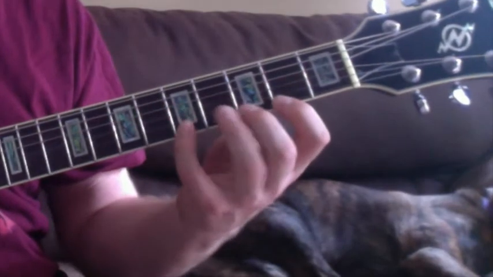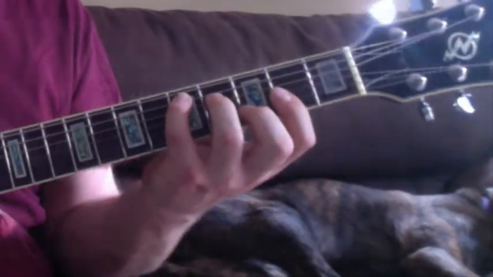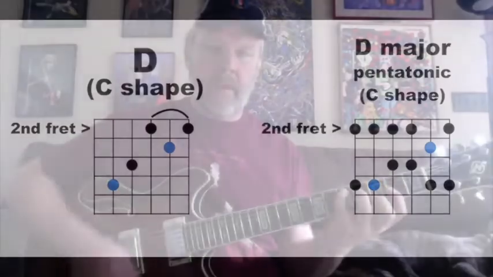Remember, when I say second position, I mean basically my index finger's on the second fret, and then the other fingers are above that. So I have my D chord using the C shape, and I have what I call the C shape pentatonic scale in that same spot. When you practice these things, it's always a good idea to play the chord, play the scale, and then play the chord again, and you kind of hear everything together.